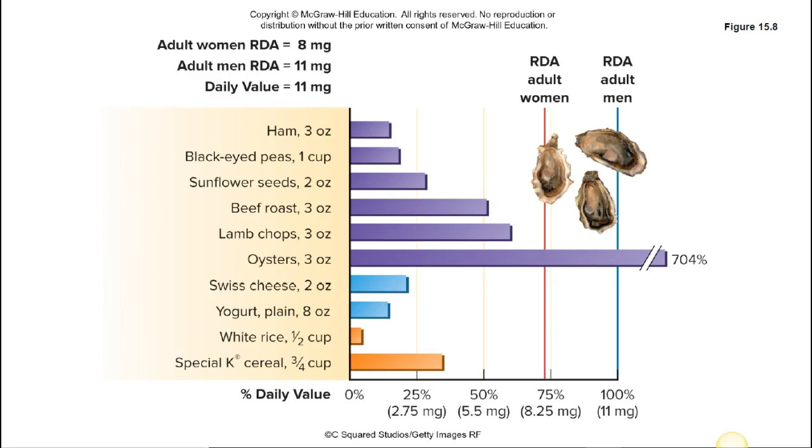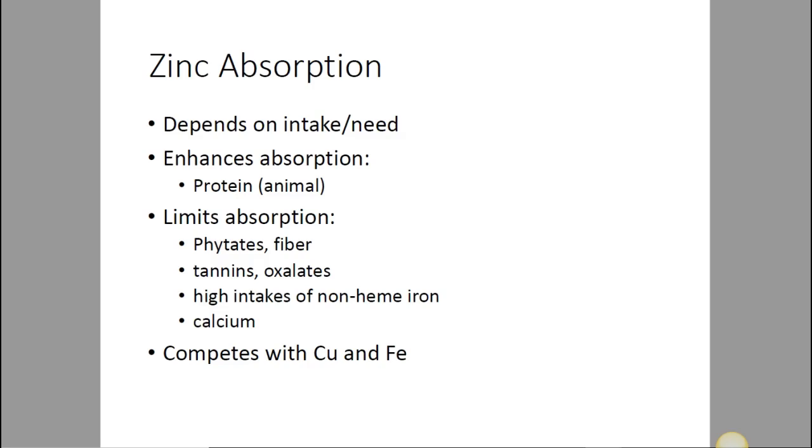Here, as always, we've got our diagram. You can see the clear winner is oysters, providing about 704% of the daily value of zinc. In terms of absorption, this is another mineral where the absorption rate depends on intake and need. So the more that zinc is needed in the body, the better the absorption rate will be. Animal protein will enhance absorption, so kind of similar to the way iron absorption works.